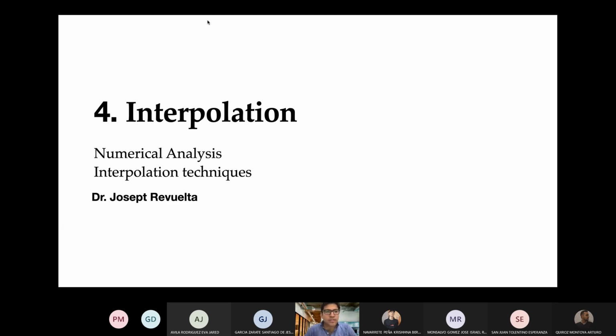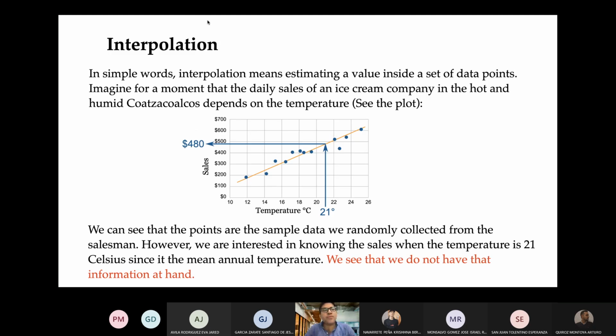So let's start. Interpolation. In simple words, we have to obtain a good definition of interpolation, and also why we need interpolation. In simple words, interpolation means estimating a value inside a set of data points.